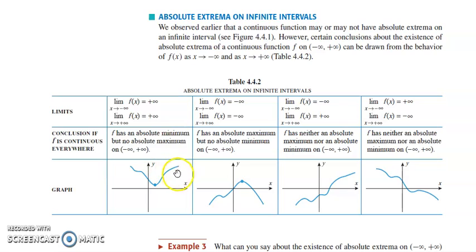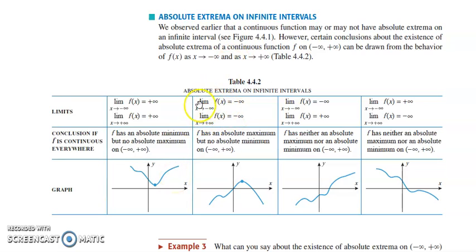So in this case we do not have an absolute maximum, but you can have an absolute minimum. The function can have a minimum value here, but as the function tends to infinity it cannot have an absolute maximum. So this is a case of a function which is continuous everywhere in the interval minus infinity to infinity, where it has an absolute minimum but does not have an absolute maximum.